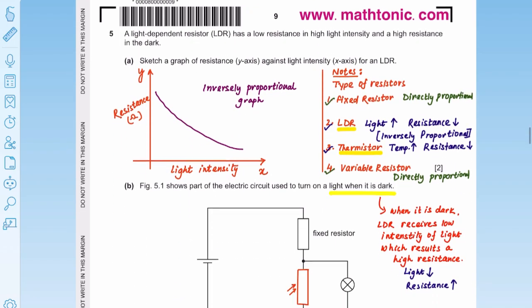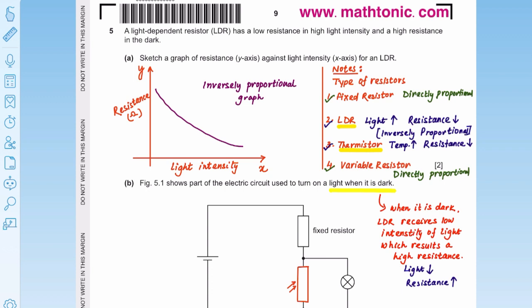Okay, next, question number 5. A light dependent resistor, LDR, has a low resistance in high light intensity and high resistance in the dark. So sketch the graph between resistance, which we have to keep on the y-axis, and light intensity, which we have to keep on the x-axis, for an LDR. Remember, there are 4 types of resistors: fixed resistors, light dependent resistor, thermistor, and variable resistor.